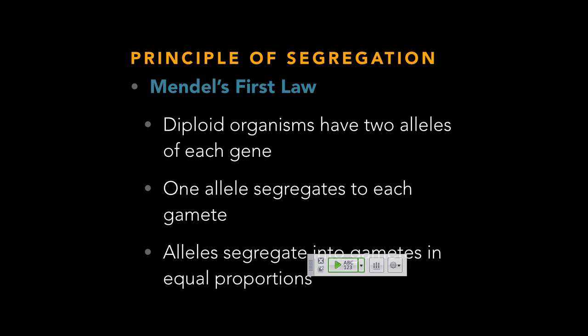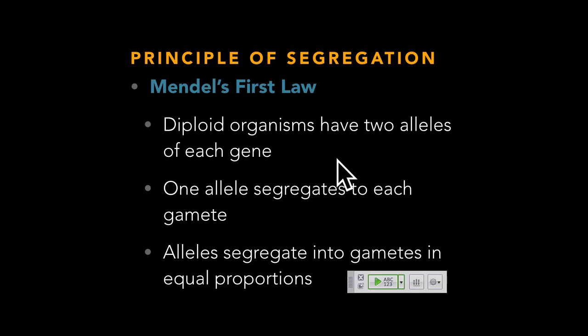Okay. All right, so this really gives us Mendel's first law. There's just two. The diploid organisms have two alleles of each gene. One allele segregates to each gamete. That's what happens in meiosis. The alleles segregate, and this was important, alleles segregate into gametes in equal proportion. Is that necessarily obvious? I mean, what if biological systems had chosen some mechanism where gametes with the dominant allele survive better than ones with the recessive allele? Could have happened.